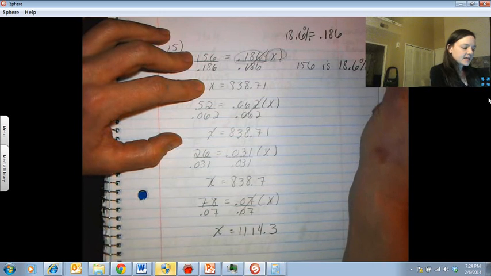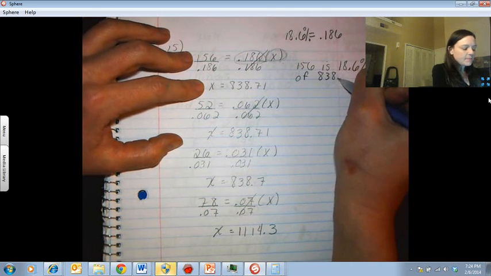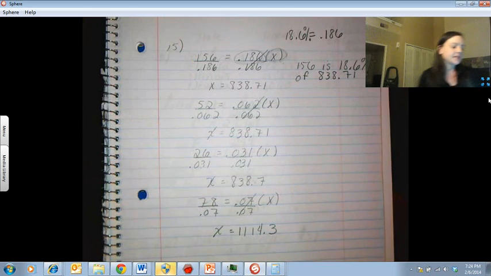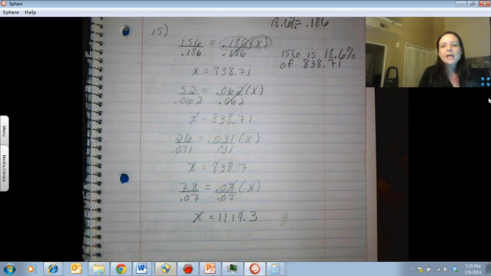So what this says is 156 is 18.6% of 838.71, so approximately 839 books. 156 is 18.6% of 838 books. It's saying that he has 838 books, 156 of those are Spider-Man books, and that is 18.6%.